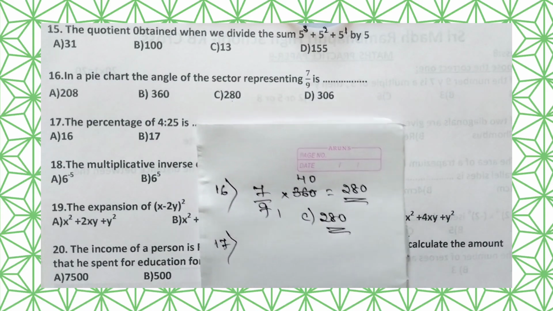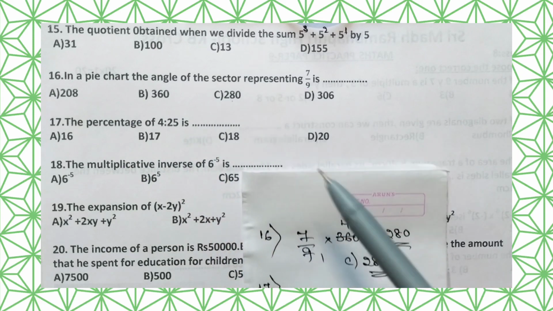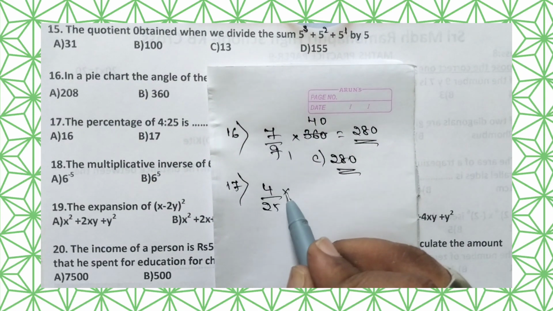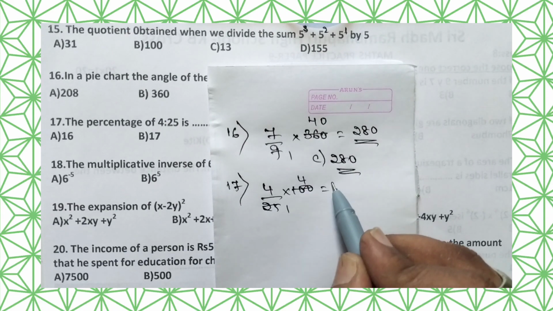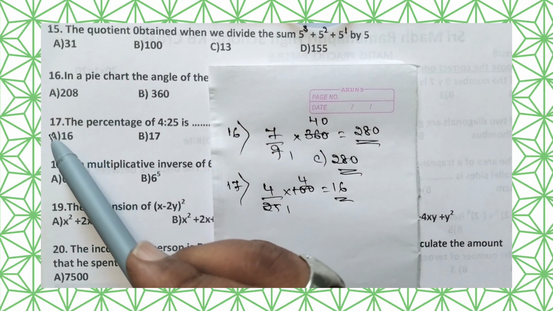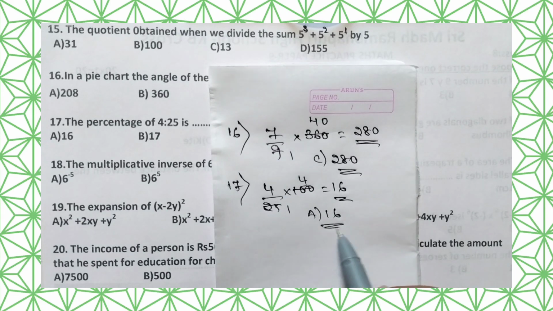Now let us move for 17th question. The percentage of 4:25 is. So 4 by 25 into 100. So 25 ones are 25 fours. That is equal to 4 fours are 16. ನೋಡಿ 16 ಆಪ್ಷನ್ ಎ ನಲ್ಲಿ ಇದೆ. ಸೊ ಆಪ್ಷನ್ ಎ 16 is the right answer for 17th question.